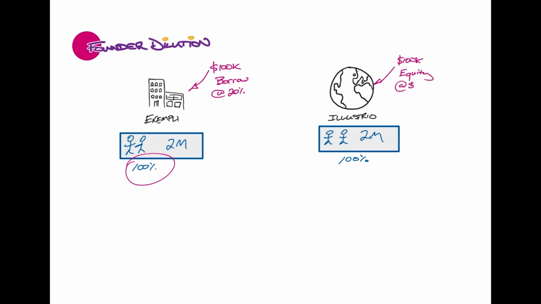Illustrio's founders, on the other hand, decide that they'll sell shares to raise the money, so an equity financing. In this case, let's say that they sell those shares for 10 cents per share, or 1 million shares. This, of course, means that the founders no longer own 100% of the company. In fact, they'll own 66.6% since they own 2 million of 3 million shares, and the investors will now own 33.3%. But at this point, it's not totally clear who got the better deal. Exempli has to pay all that interest and repay the principal, but Illustrio's founders have given up a big chunk of their company.